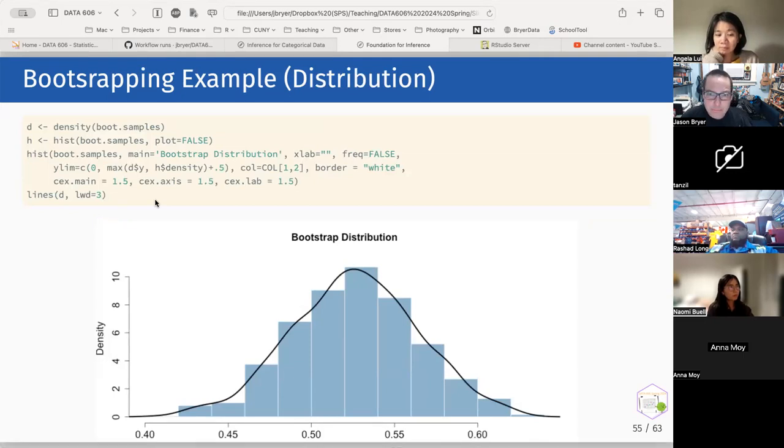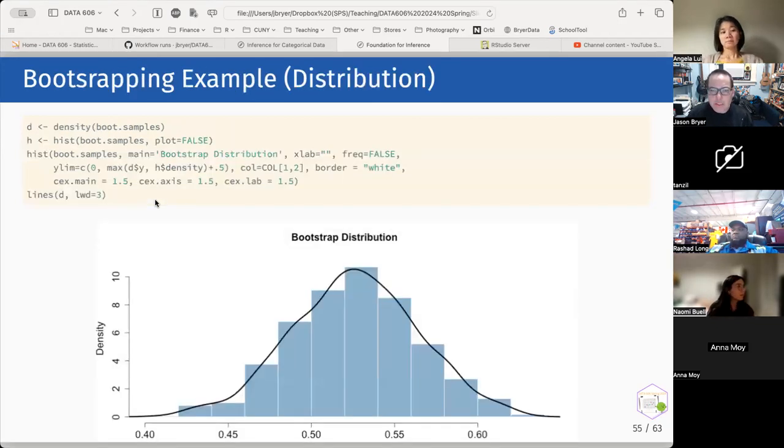So we often call this a bootstrap distribution, a bootstrap sampling distribution. It's meant to mimic the sampling distribution, which we don't actually ever see. We just know that it exists out there if we could take an infinite number of samples from our population.